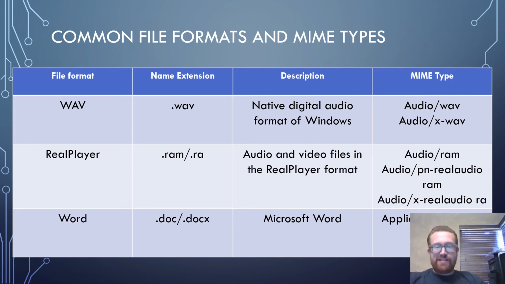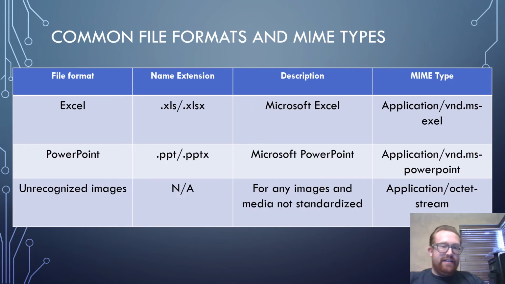Word documents, .doc.docx, Microsoft Word, application slash ms-word. We know what that is. Excel files, .xls.xlsx, Microsoft Excel, application slash vnd.ms-excel is the MIME type. Good to know that one. We know what Excel files are.